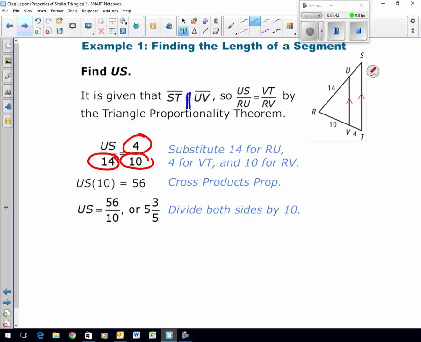Okay, so when I cross multiply, I get 10 times the unknown, and 4 times 14 is 56. After I divide both sides by 10, I'll get 5 and 3/5, or 5.6 as my particular answer. Same thing we did in the warm-up. Matter of fact, the warm-up problem is how it works. As far as this part's concerned, that's the part we gotta learn.